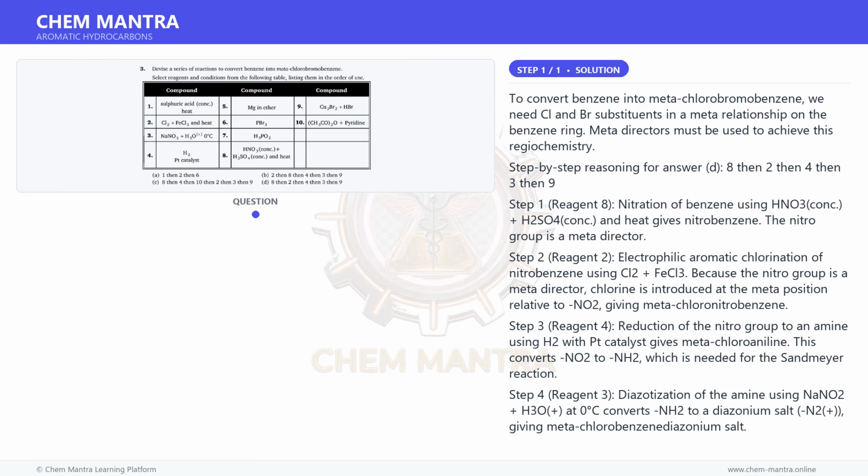Step 1. Reagent 8: nitration of benzene using HNO3, conc. plus H2SO4, conc. and heat gives nitrobenzene. The nitro group is a meta-director.